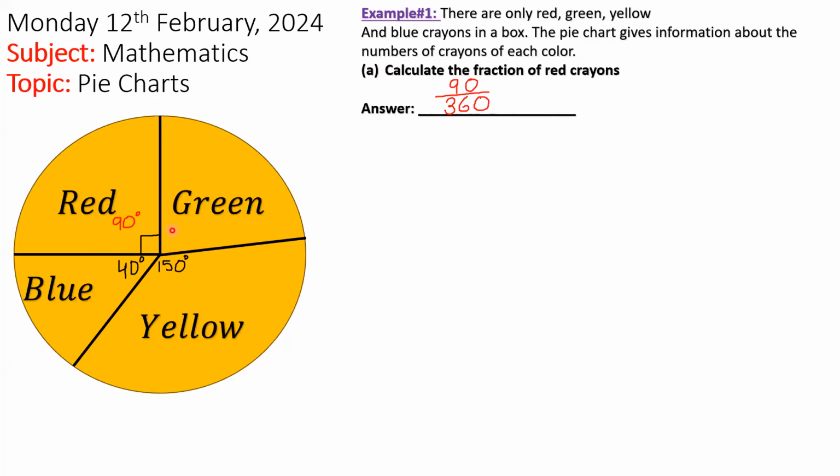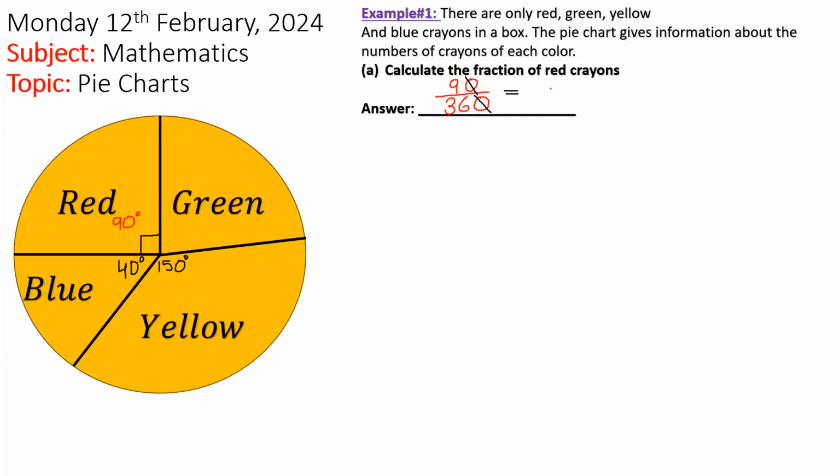So that means 90 degrees is 90 out of 360. We put the 90 on top and the 360 at the bottom. Can we simplify this fraction? We could divide by 3, or by 30. Why don't we just cancel the zeros? This 0 cancels with that 0, leaving us with 9 over 36.